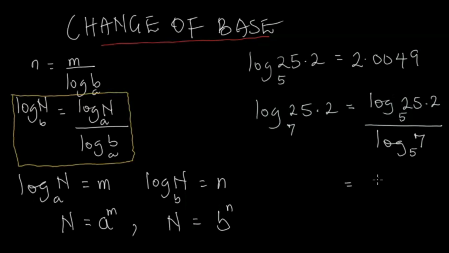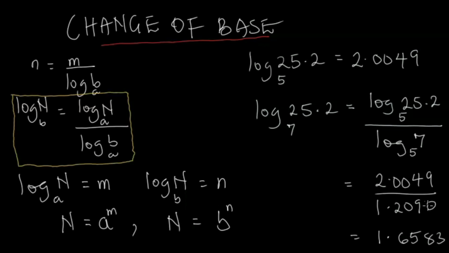So this will be 2.0049, and log 7 base 5 is 1.2090. And our answer, when we divide it, we're going to get 1.6583. So this is just to prove how the law works. If you type in log 25.2 base 7 in your calculator, you should get this answer.